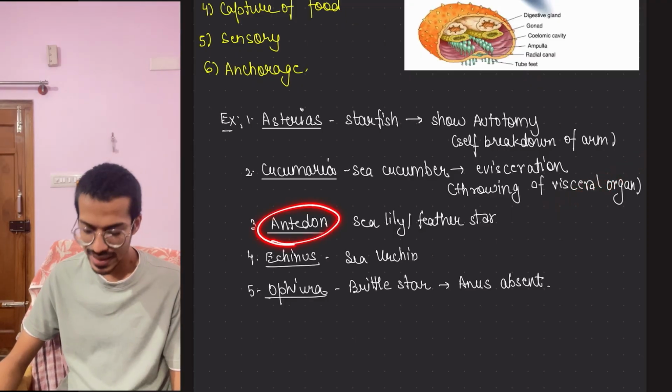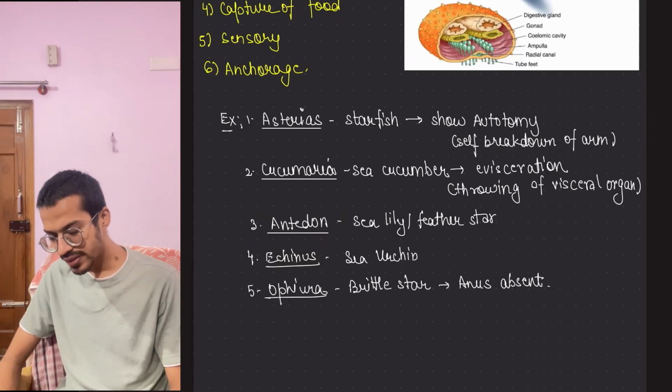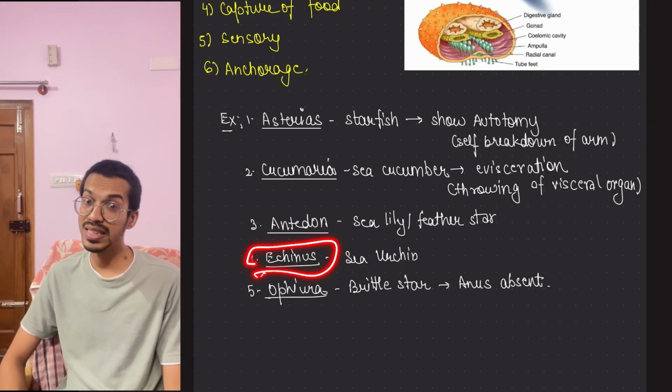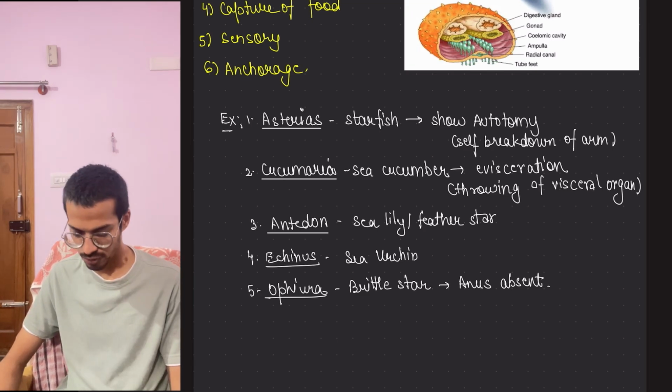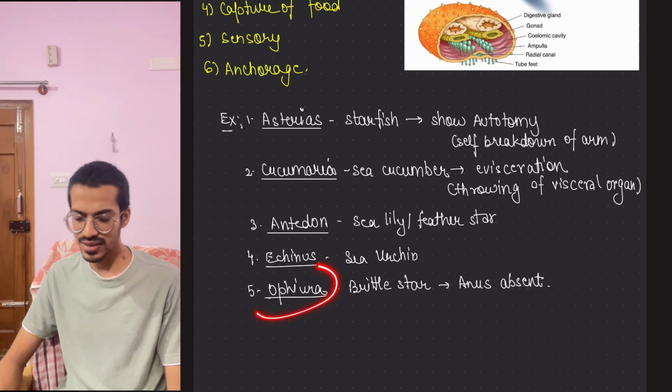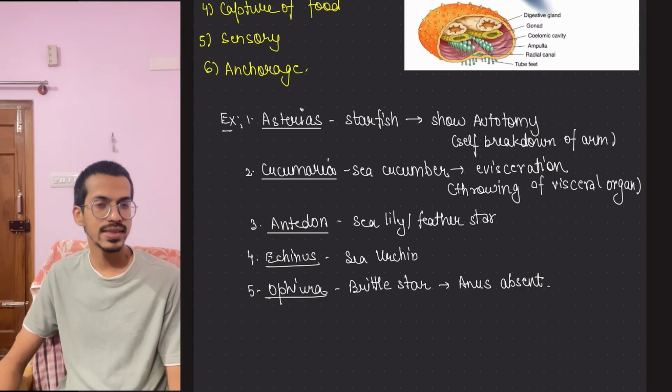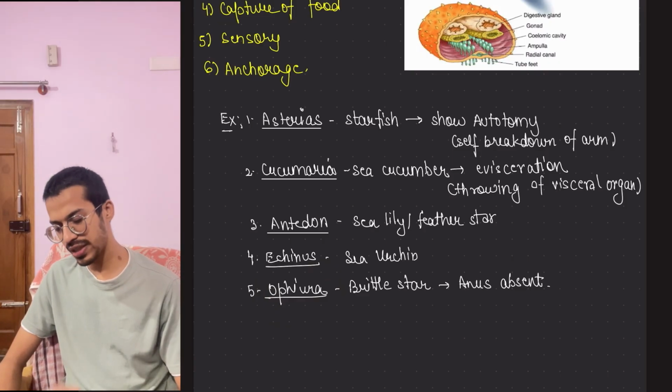Then Antedon. This is the sea lily, also called feather star. Then we have Echinus. Echinus is the sea urchin, which is of course used for food and such things. Ophiura is the brittle star, and its anus is absent. So this thing we will remember.